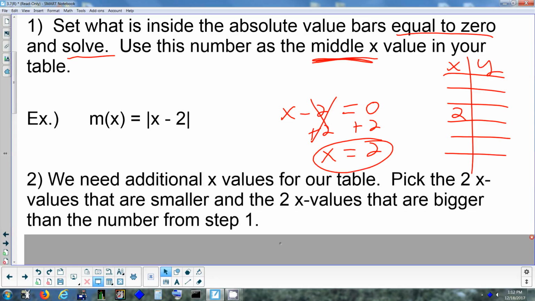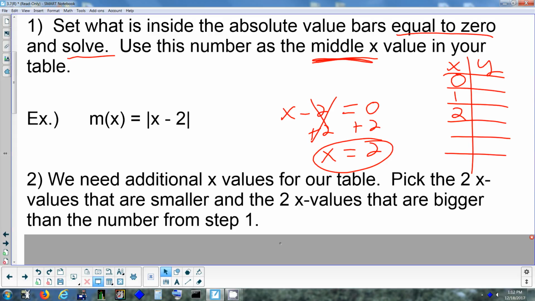Fred, can you give me a number smaller than 2? 1. Okay. And another one. 0. If you picked -2 and -3, that's fine too. Just try to keep the numbers simple. Don't go too big. The bigger you make the number, the harder you're going to make it for yourself.